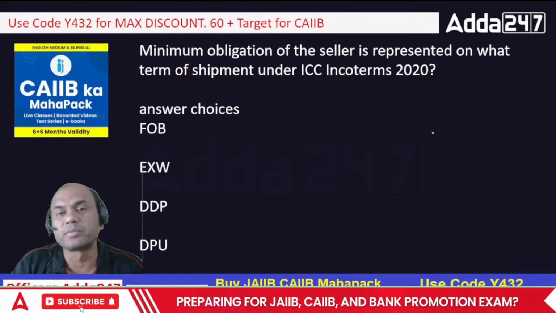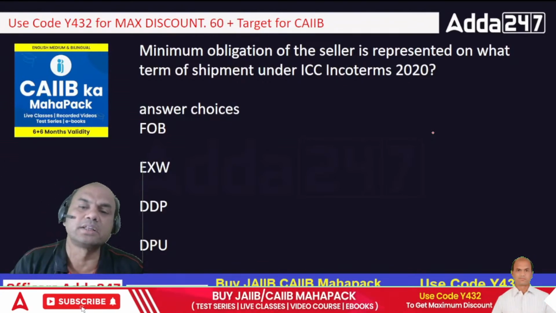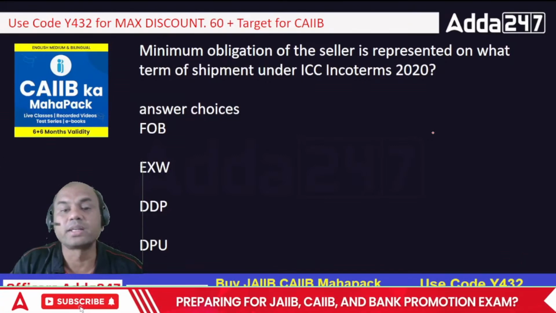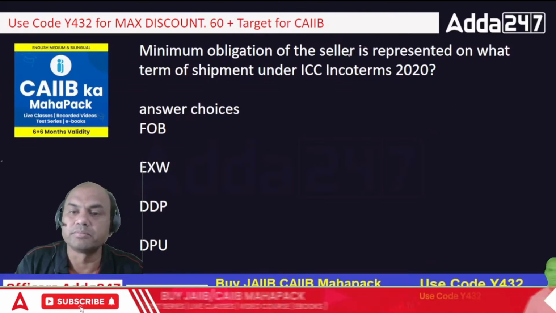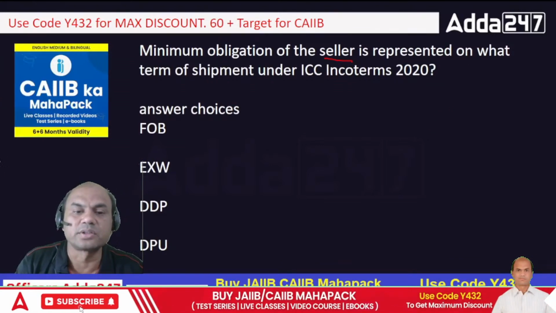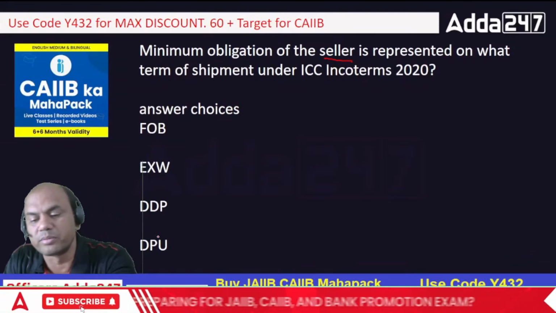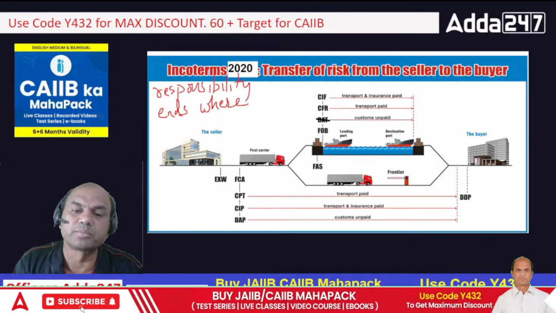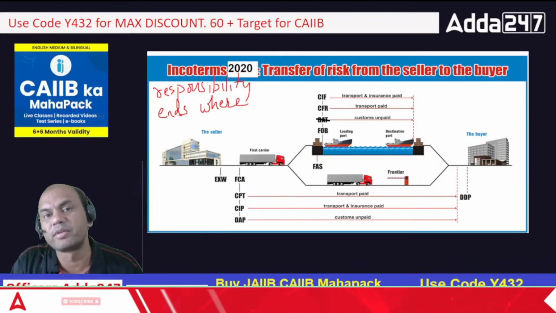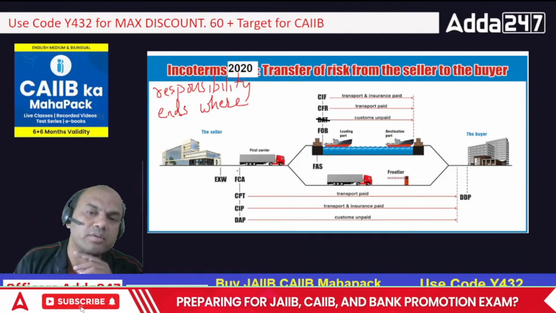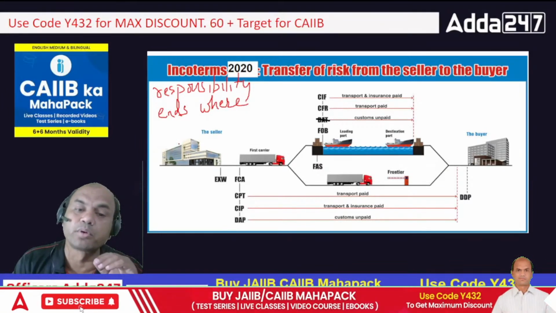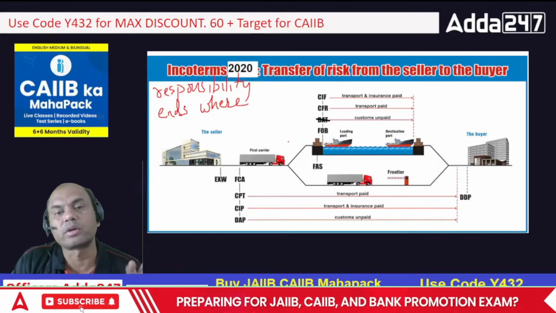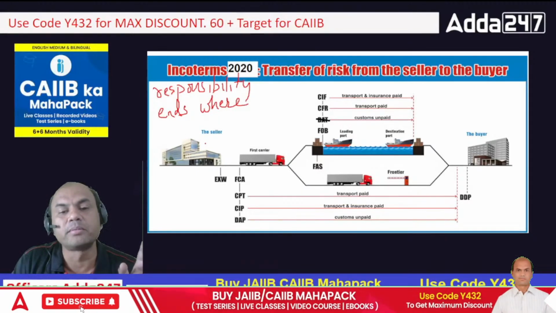So let's come to the objective questions. Minimum obligation of the seller is represented on what term of shipment under ICC Incoterms 2020? So where is the minimum obligation of the seller? Just now I told you. Answer choices are FOB, ExWorks, DDP and DPU. Let's see them again. ExWorks means I'll just prepare the goods and put it over here. So which is the minimum? Everyone type fast. Who can tell me the minimum liability of the exporter, not of the importer? Be clear about which party you are talking about.